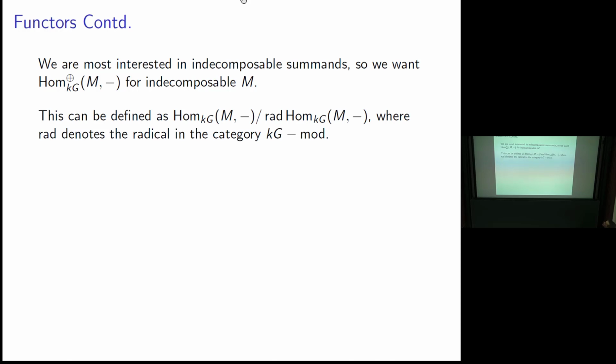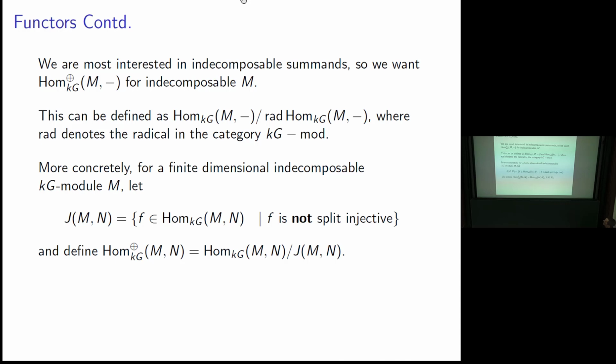So I'm going to look at what I call hom plus kg, you can call it whatever you like. And in terms of category theory, you just reduce modulo the radical of the category. So if you don't know what that means, or you want something a bit more concrete, you could quotient out the ideal of all homomorphisms which are not split injective. Right, it looks a bit strange at first, but this is what it is.